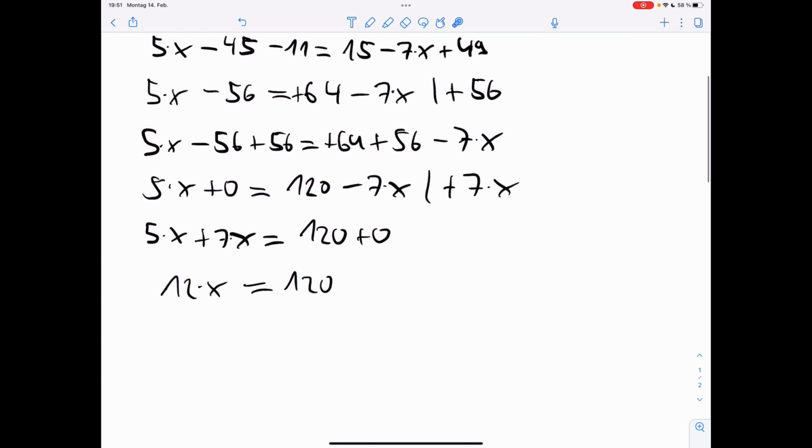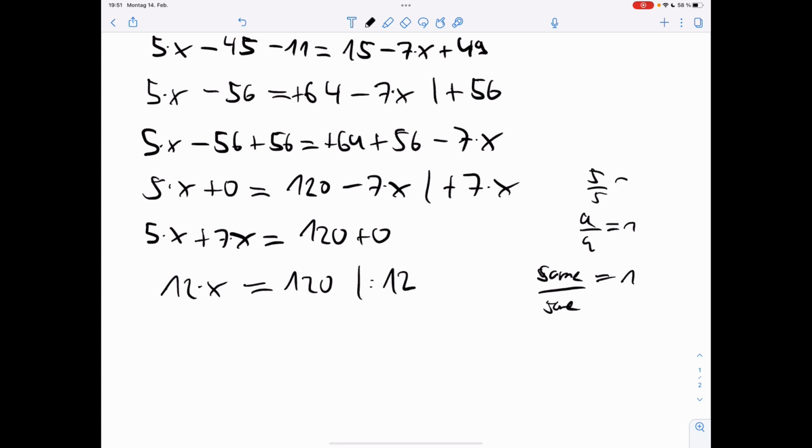And now, as in the last video, we want in front of the x a 1. So we want something like that, because 1 times x is the same as x. Okay, so we need to make this a 1. How do we do that? We divide by the same number, because same divided by same equals 1. So a divided by a is 1, 5 divided by 5 is 1, and so on.